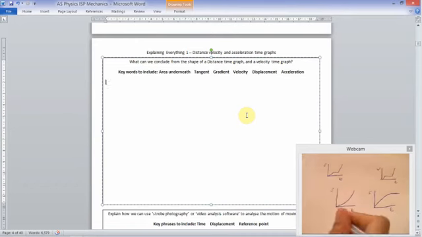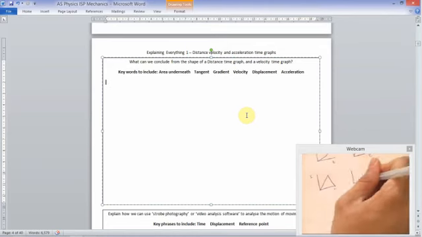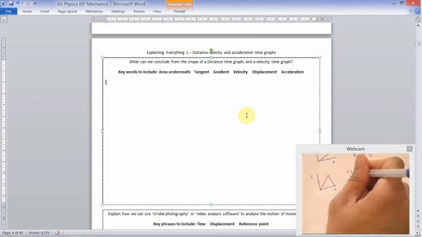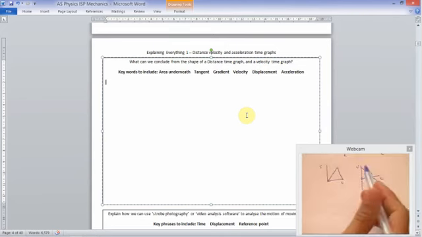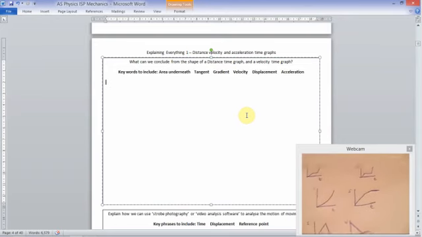The final thing I want to talk about quickly is if you've got a displacement time graph and there's a line on it that goes down, that means it's going backwards. A similar idea applies on a velocity time graph. If you've got a line like this, it isn't going backwards yet, it's just decelerating. But as soon as it gets a negative velocity, so it's underneath the x-axis, that means it's going backwards.